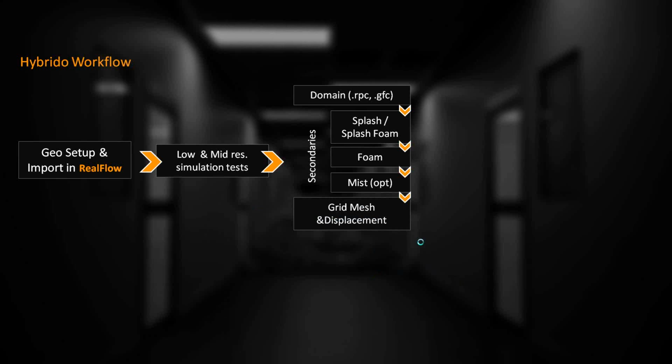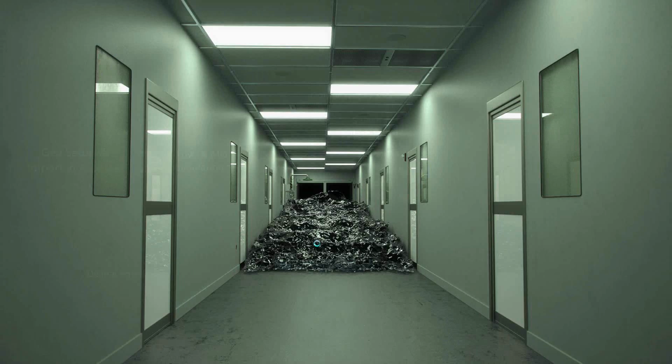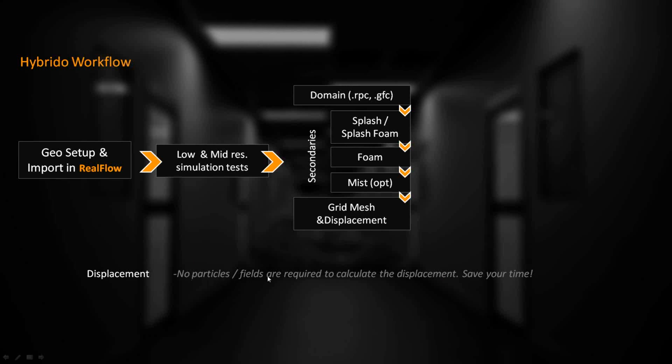It's really important to add a little bit of detail via displacement. You have here a mesh without displacement, here you have the same mesh with a little bit of displacement. What is important for the displacement is that no particles or fields are required to calculate the displacement. Save your time. Exactly the same as I told before, you don't have to enable the different elements in cache mode and then spend 3 hours all around the timeline with RealFlow reading every single frame with hundreds of megs, or even gigabytes of data frame by frame. It is not necessary at all.